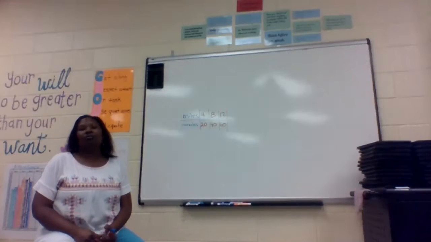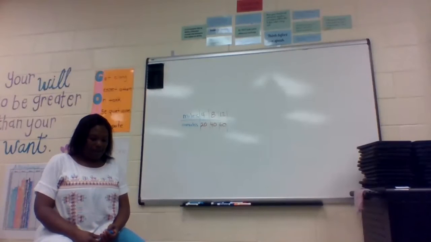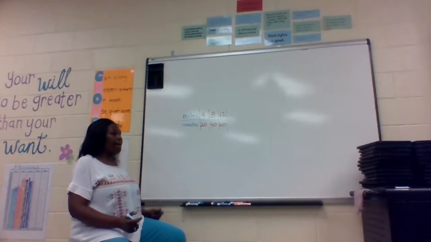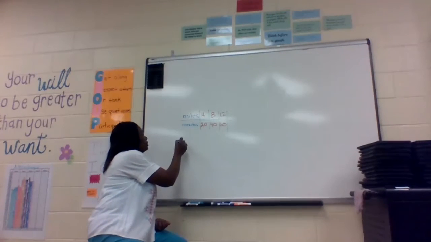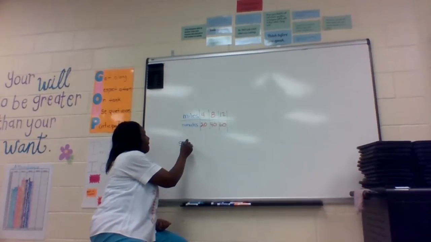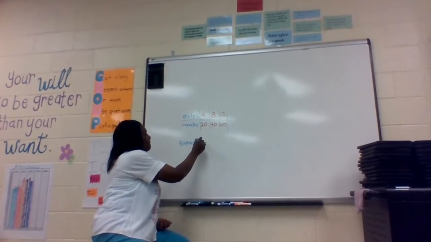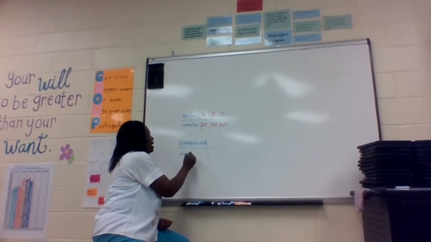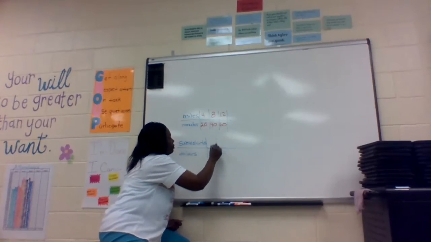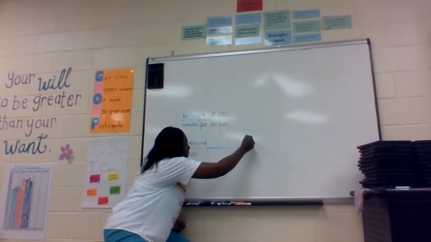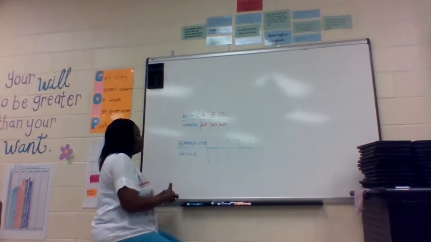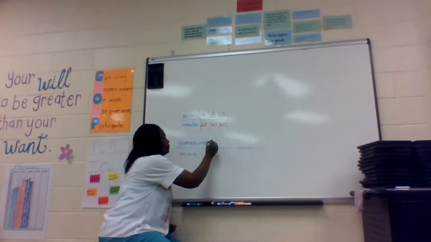Number 16. The cost of 5 team sweatshirts is $90. Can I make a table? Yes. What are my two parts? Sweatshirts and dollars. Okay. What did they tell us? What do we know? 5 sweatshirts is $90.